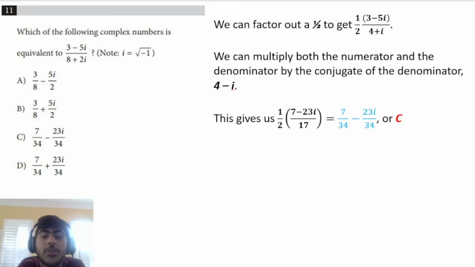We're going to multiply both the numerator and the denominator by the conjugate of the denominator. And that helps us get the denominator to be 17. That's an integer, a rational number. While the numerator becomes 7 minus 23i. So we split that up, we get 7 over 34 minus 23i over 34. We got this by just foiling out the (3 minus 5i) times (4 minus i). And all of this is equivalent to answer choice C. Let's move on.